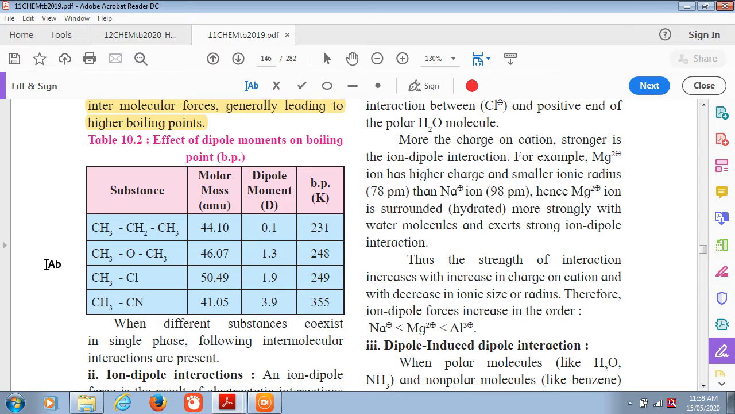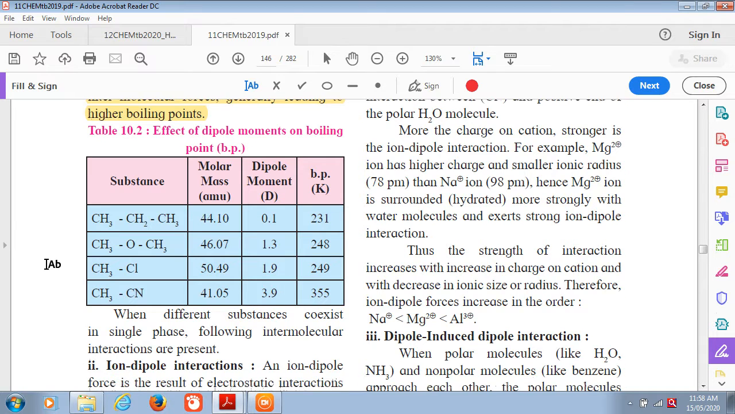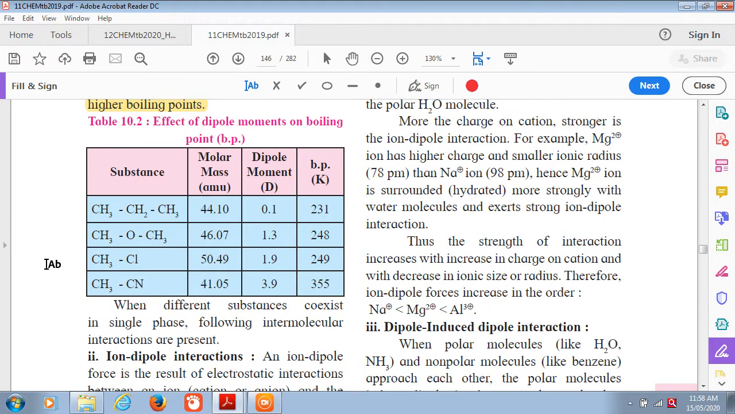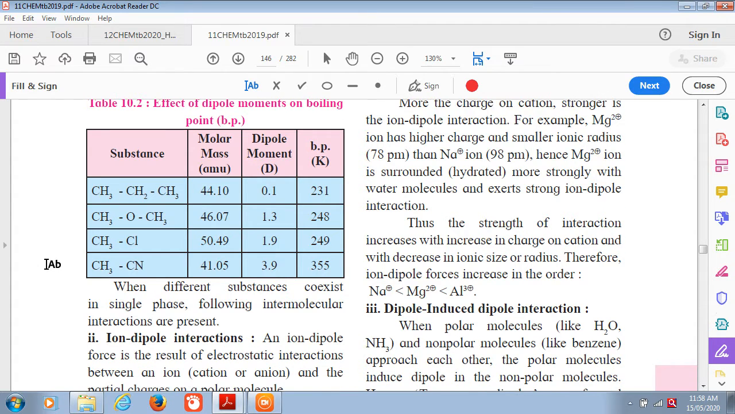If you observe all these molecules, they have nearly the same molecular mass, but the dipole moment of methyl cyanide is the highest as compared to the remaining ones, so its boiling point also increases. So in short, as dipole moment increases, the boiling point also increases.